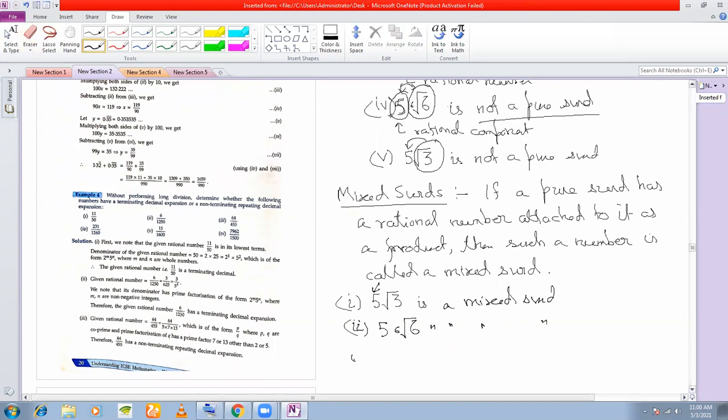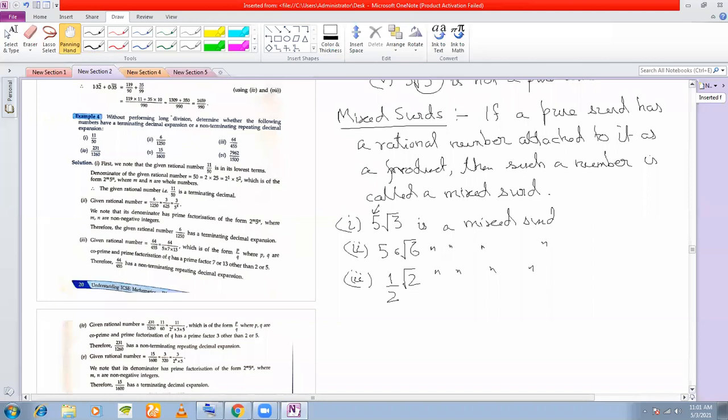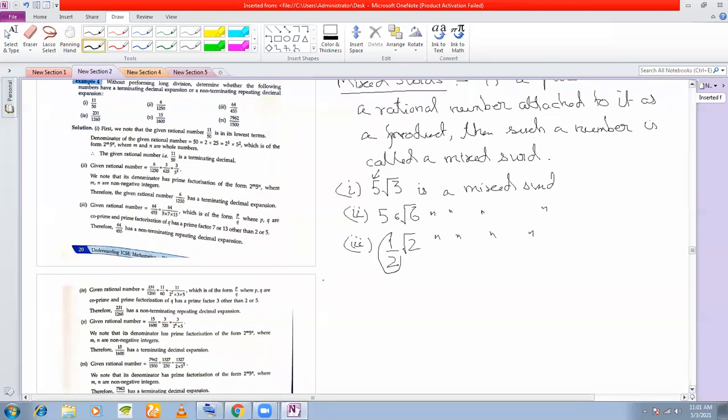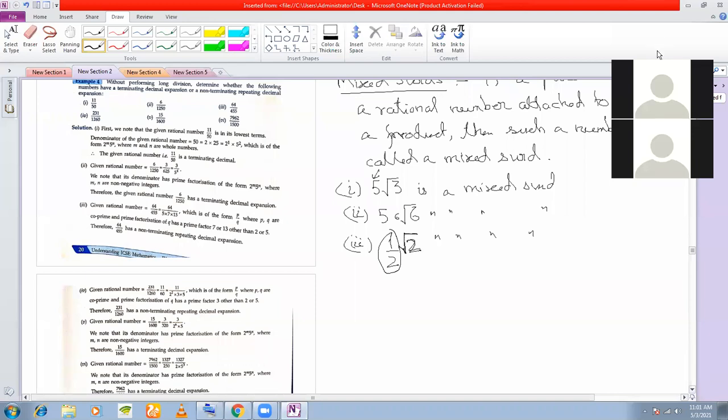Okay. Similarly, you can have half root 2. Half root 2 is a mixed surd. Why? Because half is a rational number. If half is a rational number, it is attached to this pure surd. So therefore, it becomes a mixed surd. Okay.